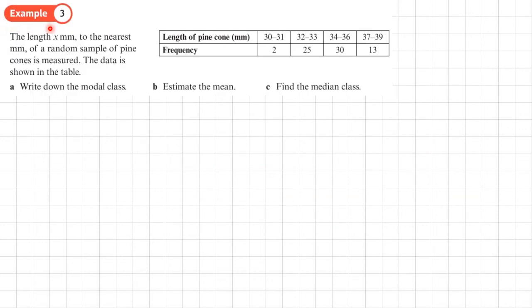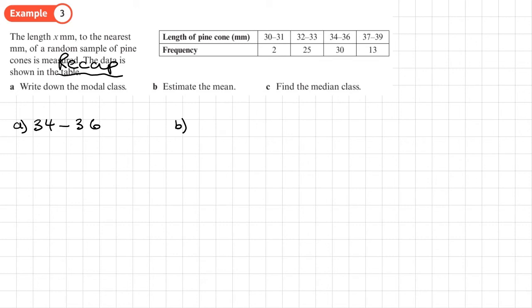Example 3. The length x millimeters to the nearest millimeter of a random sample of pine cones is measured. The data is shown in the table. Part A, we want to write down what is the modal class. So the modal class is going to be the class group with the highest frequency. So there's the highest frequency. So the modal class is 34 to 36.